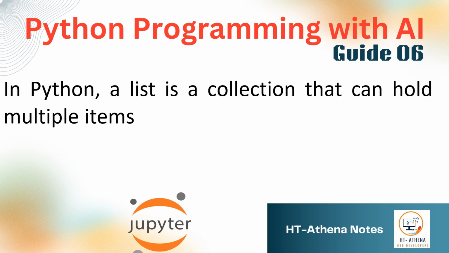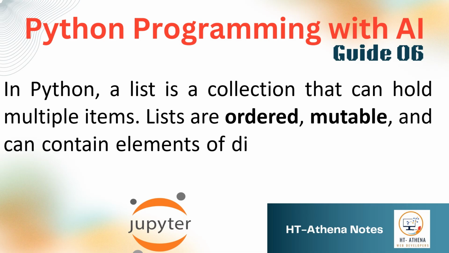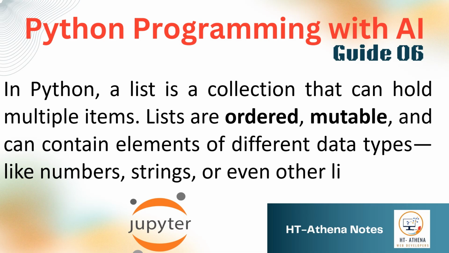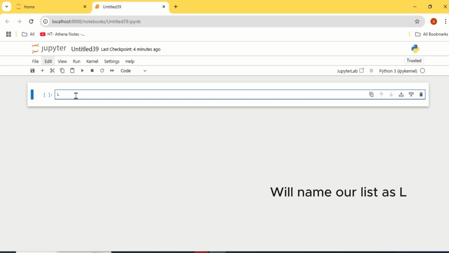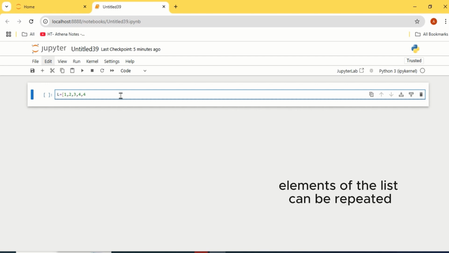List is a collection that can hold multiple items. Lists are ordered, mutable, and can contain elements of different data types like numbers, strings, or even other lists. Let's try an example on list. We'll name my list as L, and these are the elements 1, 2, 3, 4, again 4. Elements of the list can be repeated. 7, 8, like that.